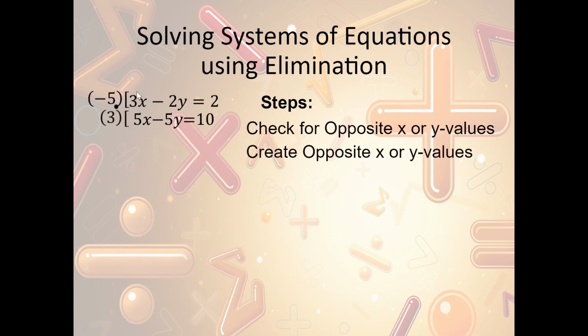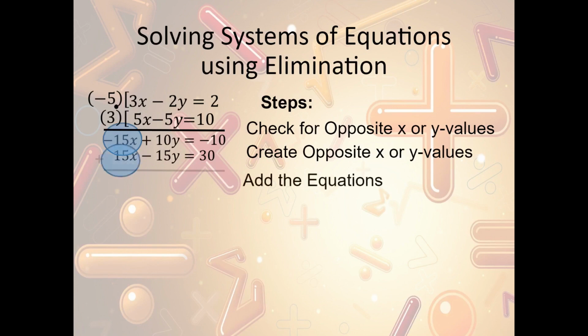So that gives me negative 15x and positive 15x. Now I can just go ahead and multiply. When I multiply this out, I end up with negative 15x plus 10y is equal to negative 10. And when I multiply this one out, I end up with 15x minus 15y is equal to 30. Now I have opposites, so I can just go ahead and add them.